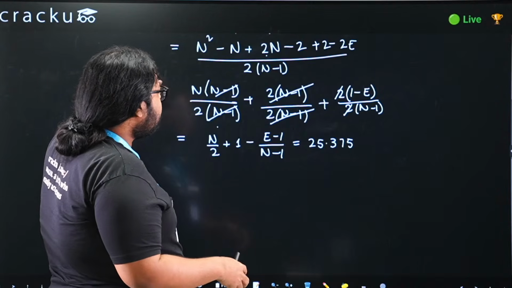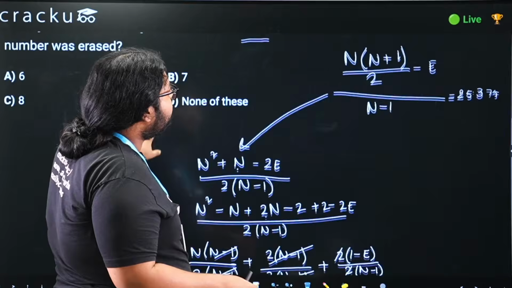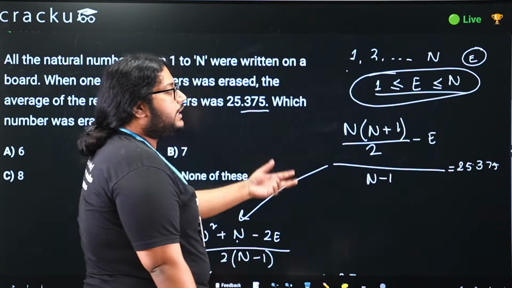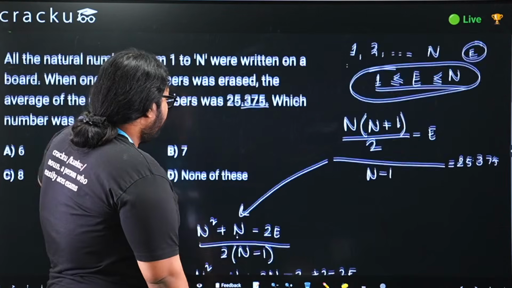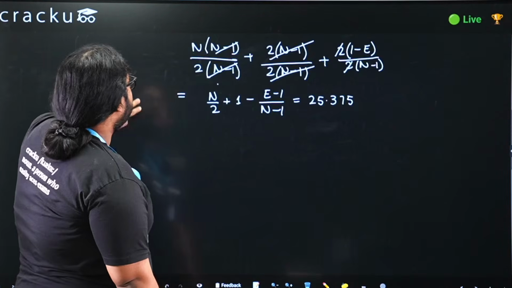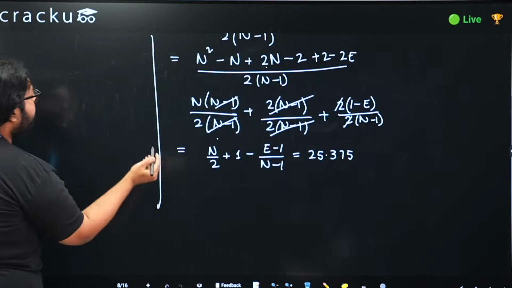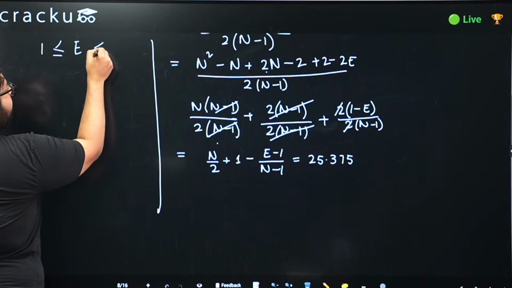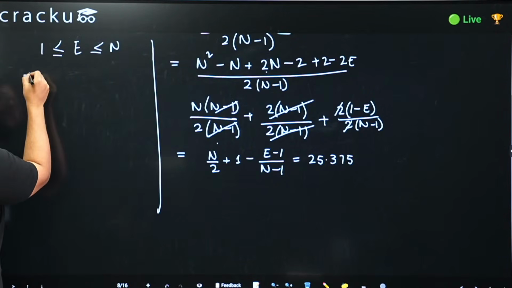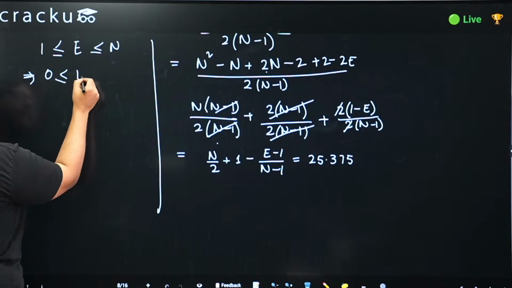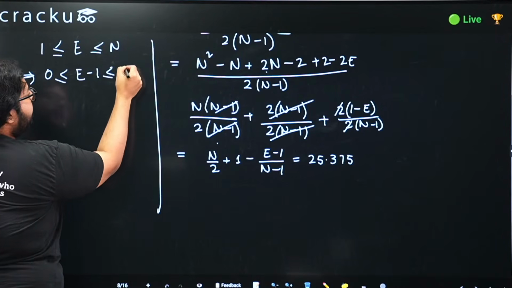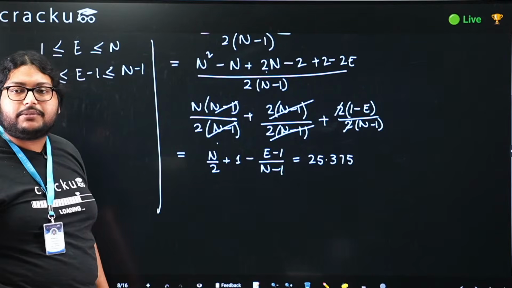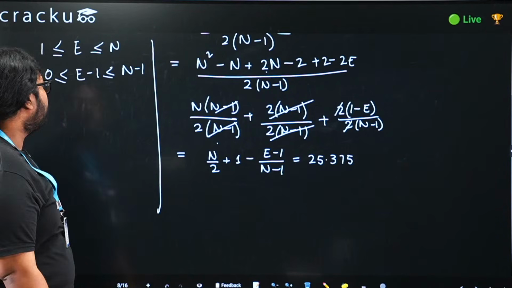So what is the range that we can get? This is the range that we can have. The e value should lie between 1 and n. We'll use this to our advantage a little. What we can do here is e should lie between 1 and n. That tells me e minus 1 should lie between 0 and n minus 1. 1 is a positive quantity, so when I'm subtracting it from all of them, the inequality is not being flipped.